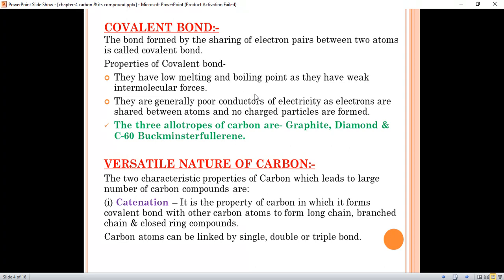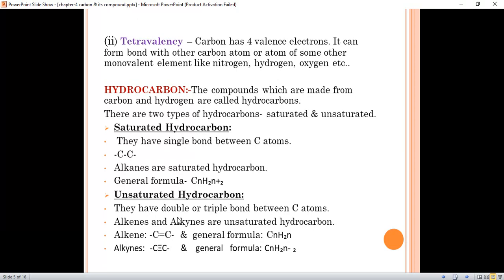Properties: they have low melting and boiling points, they are poor conductors of electricity. In the versatile nature of carbon, we have seen the 2 properties of carbon. One is catenation, by which it can form long chains, rings or branched structures by linking itself with other carbon atoms. And second property is tetravalency. Carbon can form only 4 bonds.